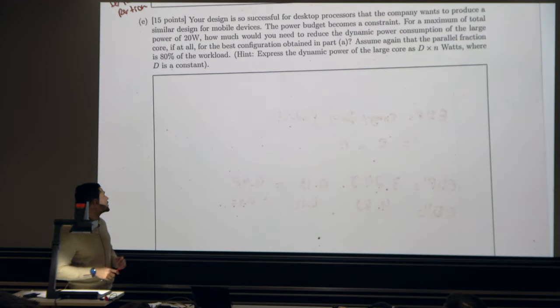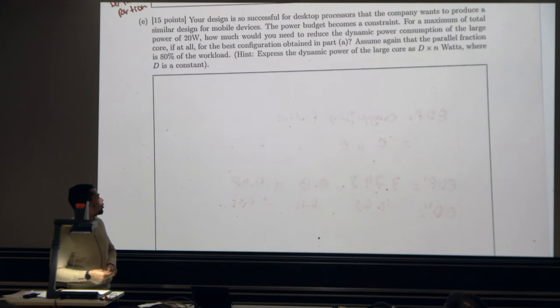So finally, your design is successful for desktop processors, and your company wants to produce a similar design for mobile devices. The power budget becomes the constraint, and you have a maximum power that you can expend of 20 watts. They are asking how much you need to reduce the dynamic power consumption of the larger core, if at all, for the best configuration obtained in part A. Assume the parallel function is the same as before, 80% of the workload.